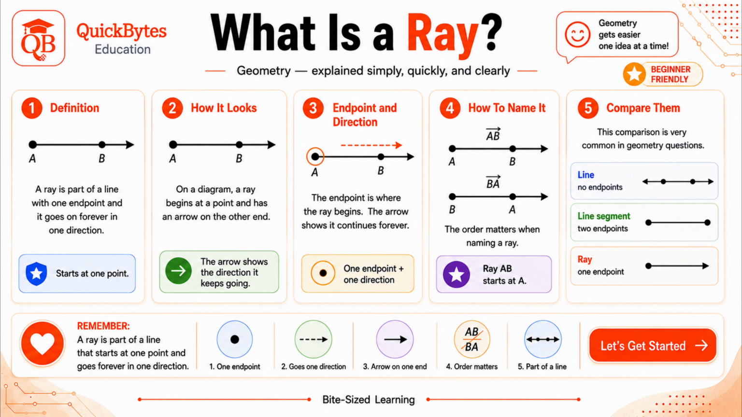So remember this: a line has no endpoints. A line segment has 2 endpoints. A ray has 1 endpoint. That comparison is very common in geometry questions.